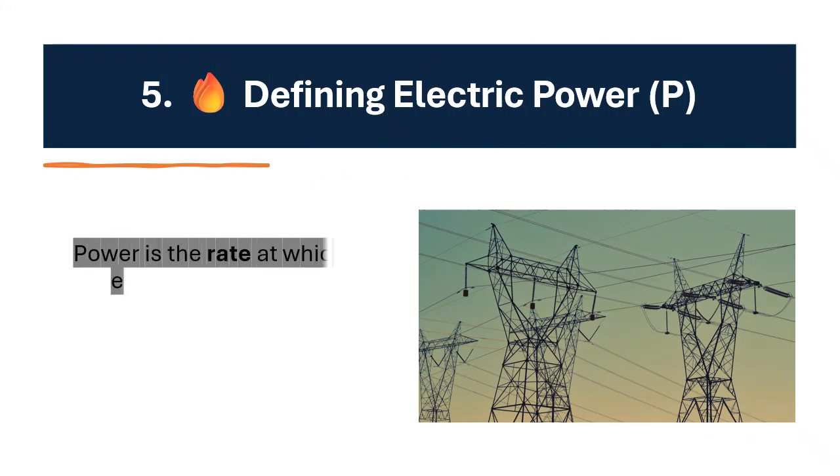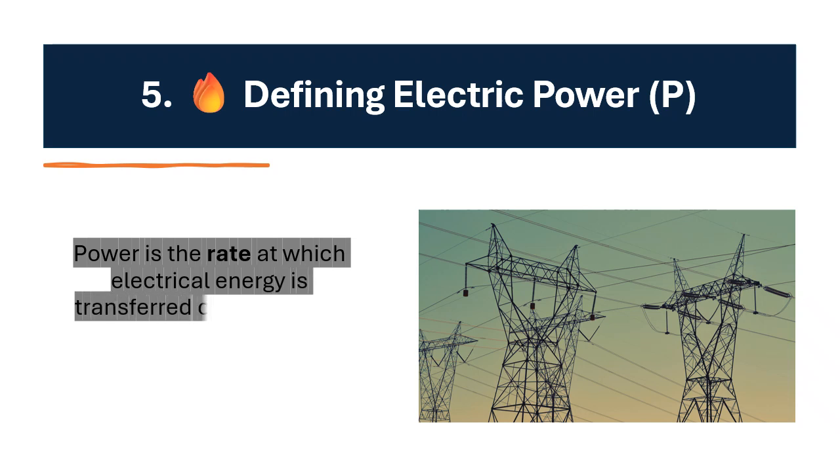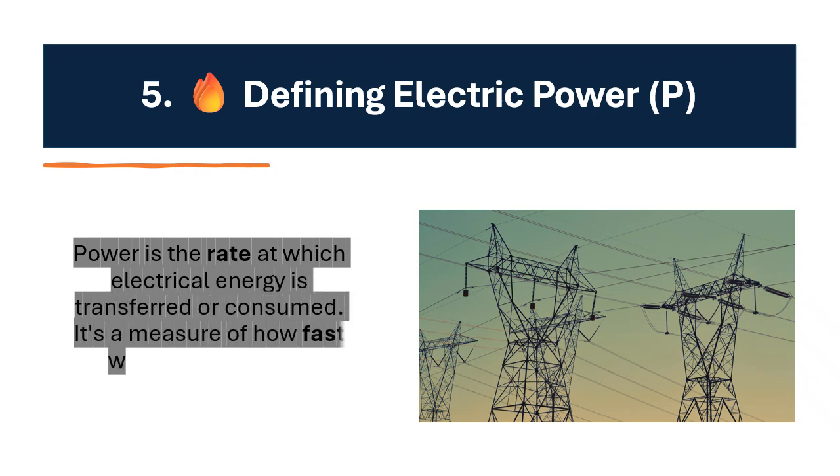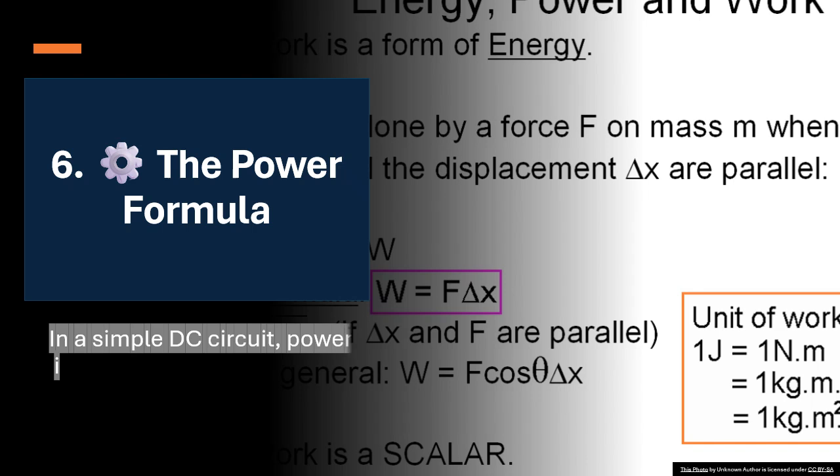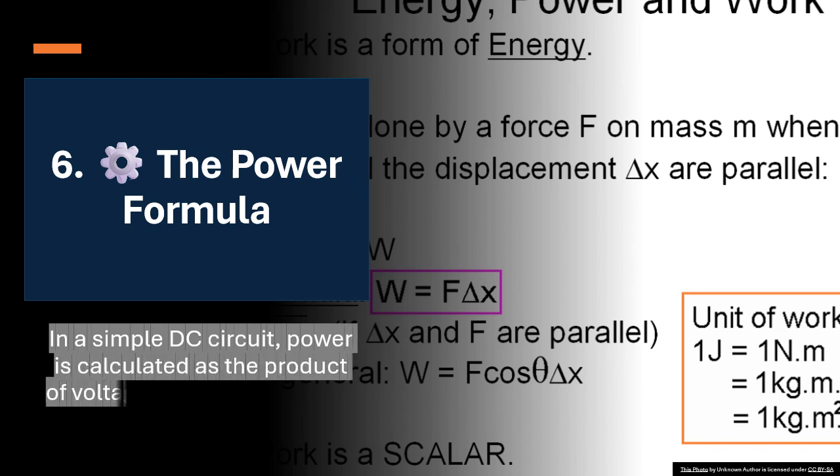5. Defining electric power, P. Power is the rate at which electrical energy is transferred or consumed. It's a measure of how fast work is being done. 6. The power formula. In a simple DC circuit, power is calculated as the product of voltage and current. P = V*I.